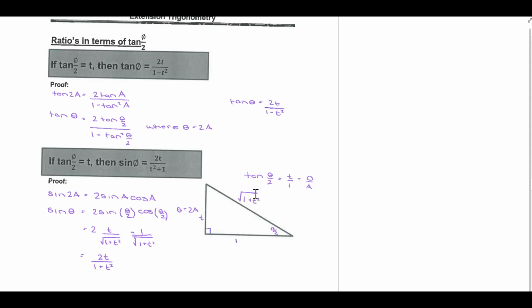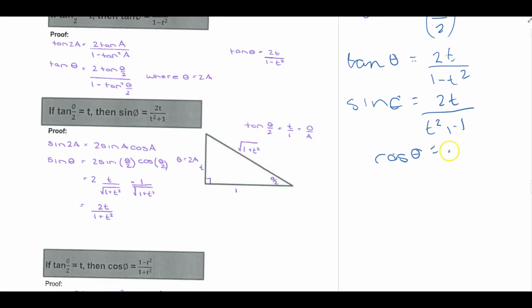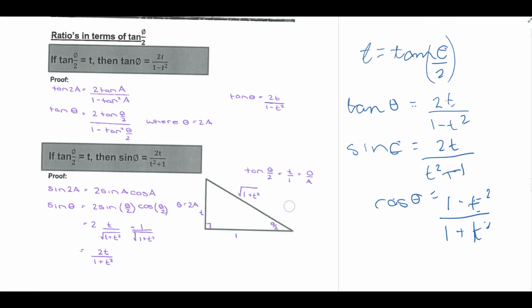Alright, we need to look at ratios in terms of tan theta on 2, and we say that t equals tan theta on 2. And we've got a rule for tan theta, which is 2 lots of t on 1 minus t squared. There's one for sine. You don't have to remember these, they're on the formula sheet. 2t on t squared plus 1, and there's one for cos, which is 1 minus t squared on 1 plus t squared. Now the start of this little video goes through where they come from.